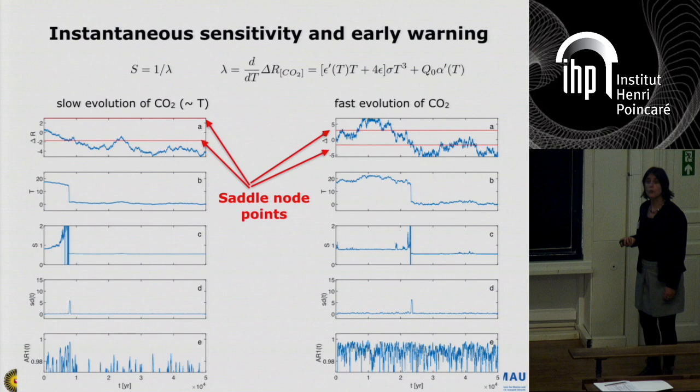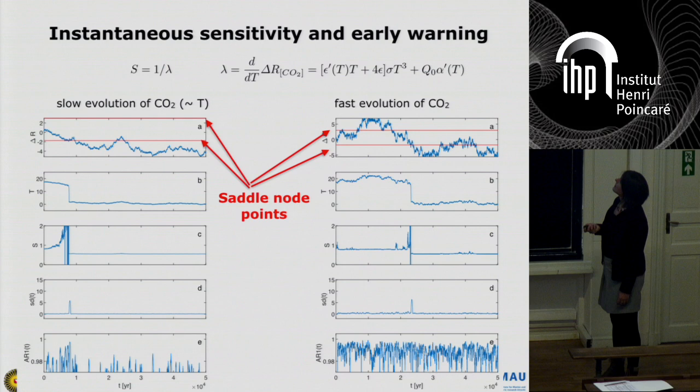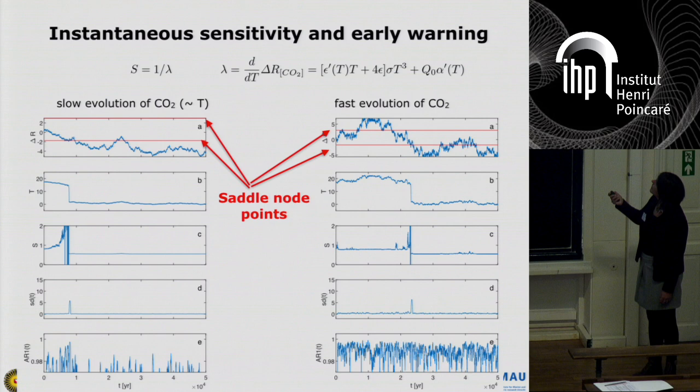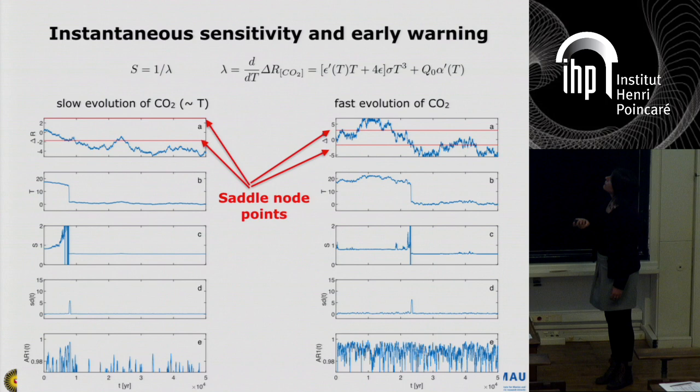So that looks promising. But the drawback is that if the evolution of CO2 is fast compared to the noise in the temperature, then this doesn't work as well anymore. Again, you have one transition in temperature when the threshold is crossed, but the instantaneous local slope sensitivity doesn't really give you an early warning. There are some false alarms in the beginning, and then it only becomes very large at the transition itself. But at least for slow evolution, it might serve as a sort of early warning indicator.